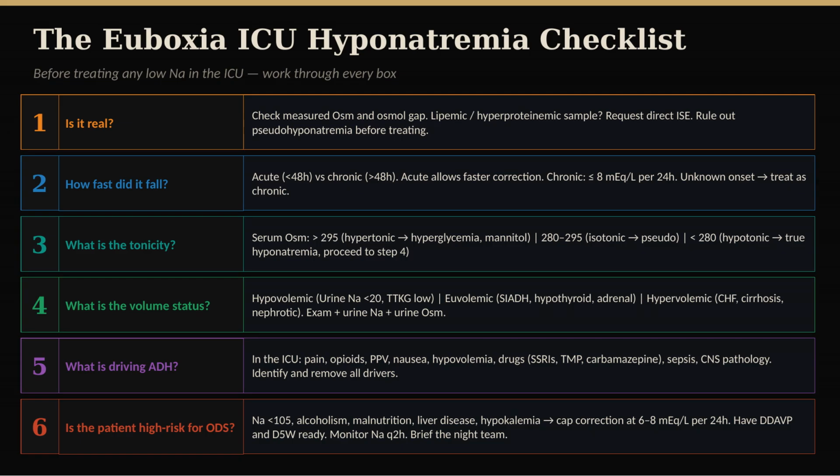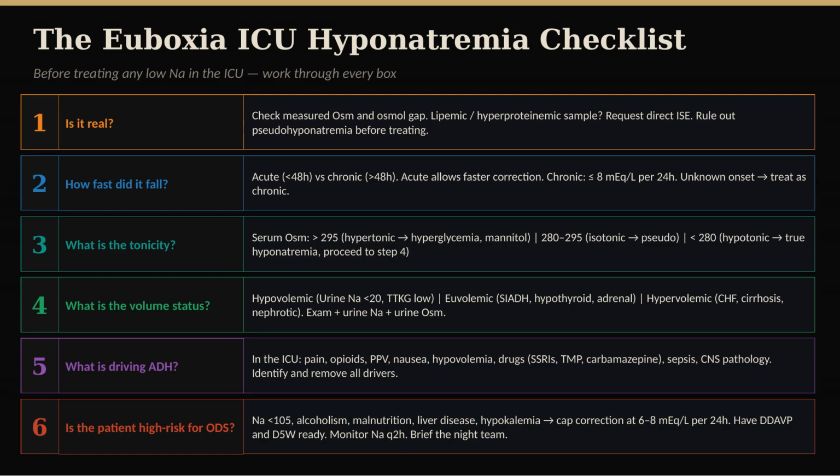Box 5. What's driving ADH? In the unit that's pain, opioids, the ventilator, nausea, hypovolemia, a long list of drugs, sepsis, and CNS pathology. Find them and remove them.